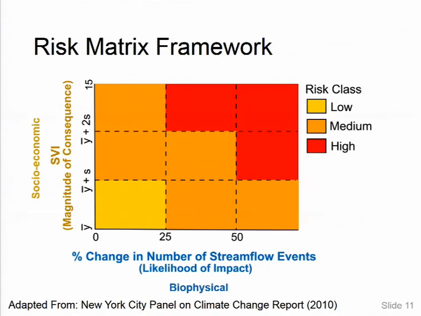And so here in this matrix, quadrants that are colored yellow represent low risk, quadrants that are orange represent medium risk, and quadrants that are red represent high risk.